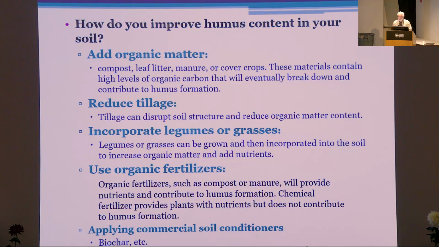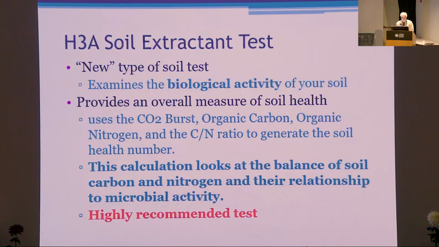There are commercial ways that you can add humus to your soil. Biochar is an example of one. There are different ways of doing it. But the best way to do it, I think, is by adding a good high-quality mulch that has had lots of good organic matter and has a good biology component to it.